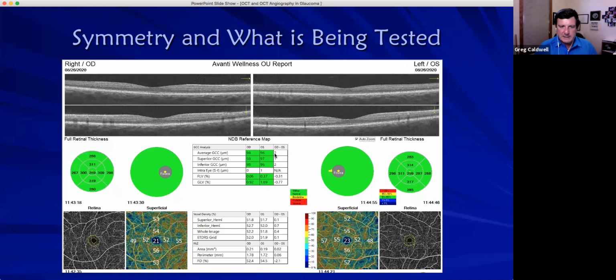I'm just showing you how symmetric. Within 2 to 1, 0 microns within the eye, 1 micron within the eye, going between the eyes, 2, very symmetric. And you can just go up here, look at the B scans, and come down here and look at the angiographies, but I'm just really focusing on the GCC.